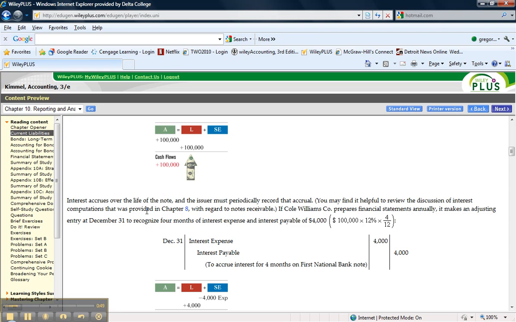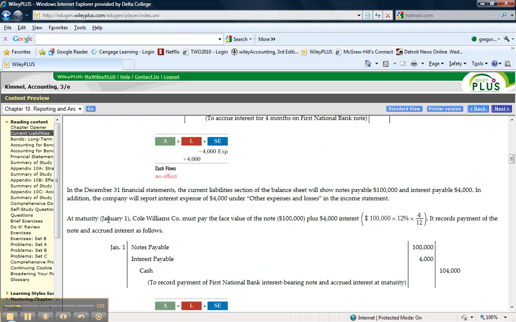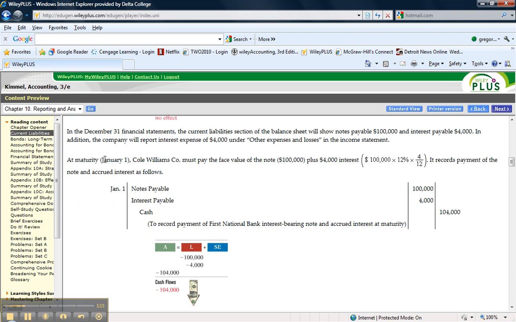You can see a situation here. You have an example where a company has to accrue interest for 4 months. There's the interest for 1 year calculation, and then you get 4 months by multiplying by this fraction. In this example, the maturity date is January 1st, so the very next day they have to pay off this note. So the payable goes away, the interest payable goes away, and there's the cash payment that's made. It's worth noting, though, that if this maturity date was like January 31st, there would be an extra month of interest that would have to be recorded, interest expense, that is.